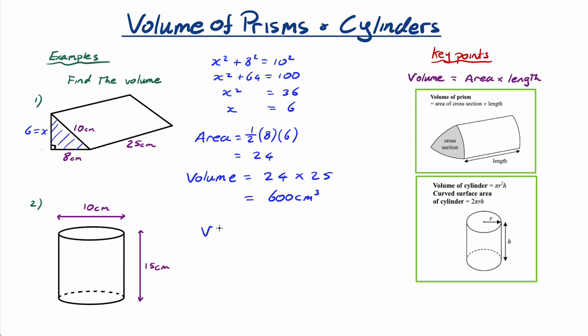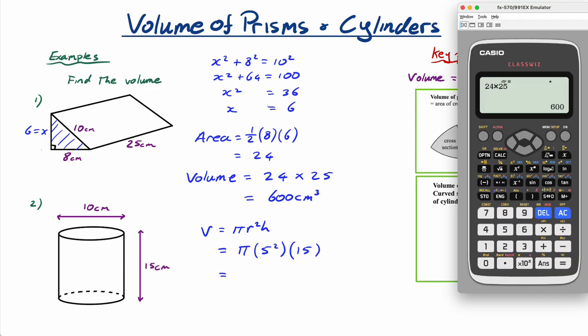The volume of a cylinder is pi r squared h. That's because, as I said, guys, that's area times length. Length is the height in this case. Pi r squared. What's the radius? Well, if the diameter is 10, the radius is half that, which is 5. So it's pi times 5 squared times height, which is 15.